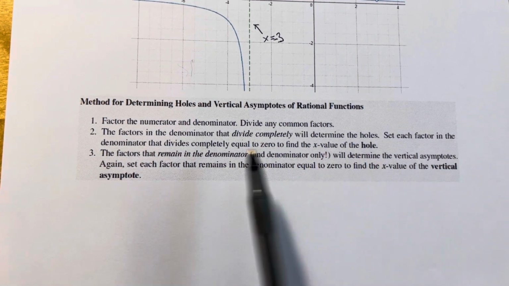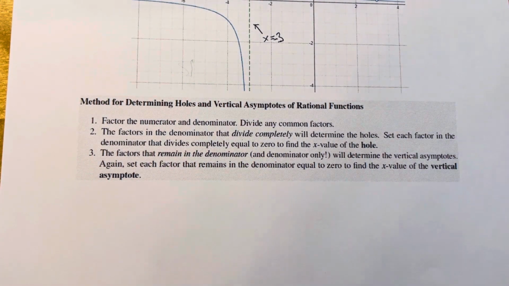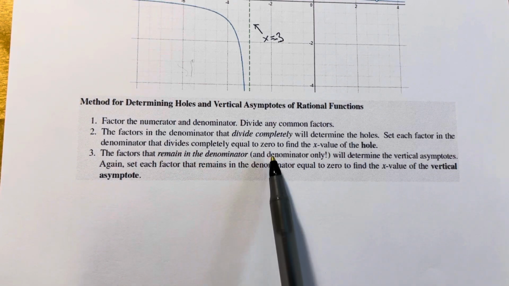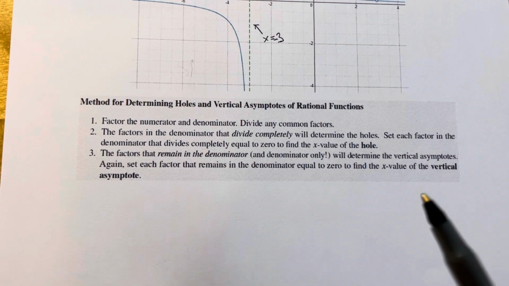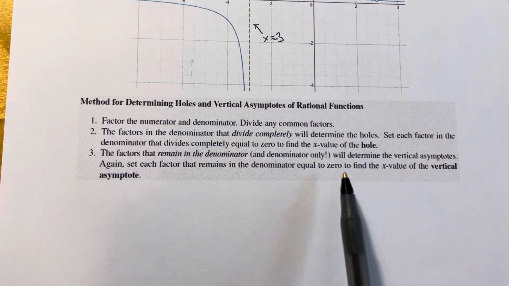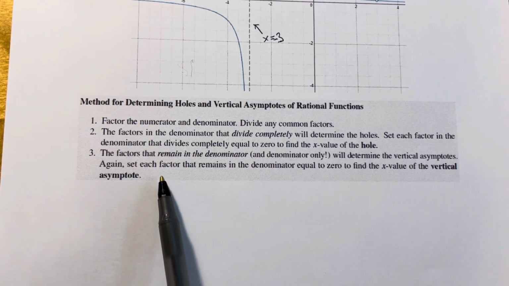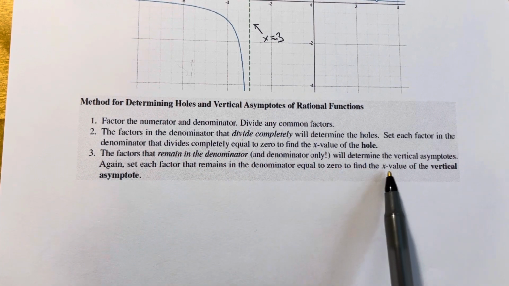The factors in the denominator that divide out completely will determine the holes. And then we set each factor in the denominator that divides out completely equal to 0 to find the x value of that hole. Okay? The factors that remain in the denominator, and only in the denominator, are the ones that determine the vertical asymptotes. So remember, that's what's left after canceling things out. Anything that is still sticking around in your denominator is going to give you a vertical asymptote. And so we, again, set each factor that remains in the denominator equal to 0 to find the x value of the vertical asymptote.